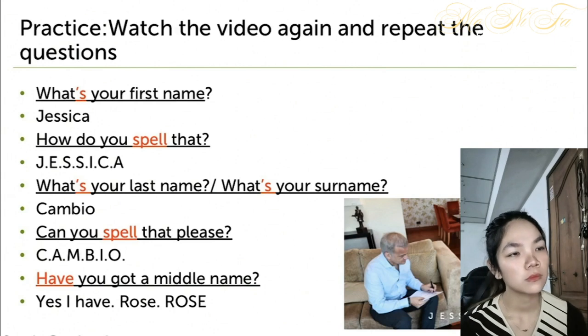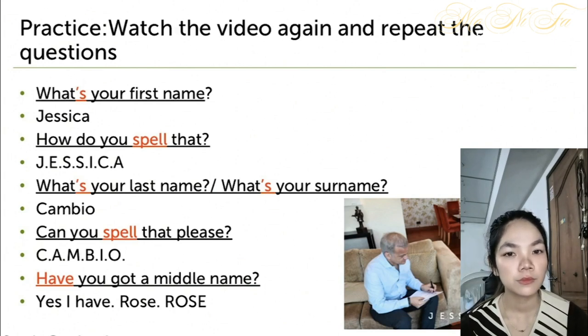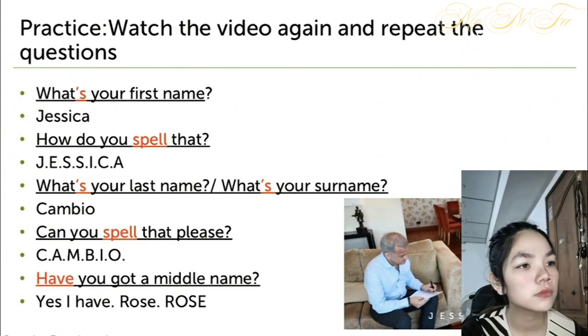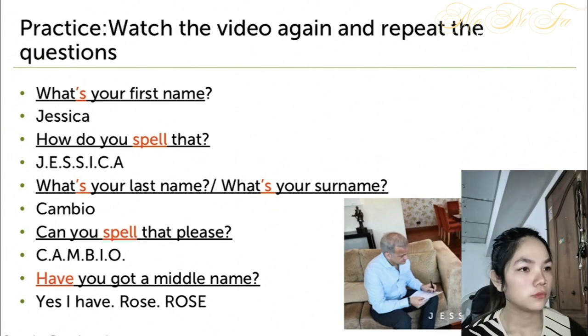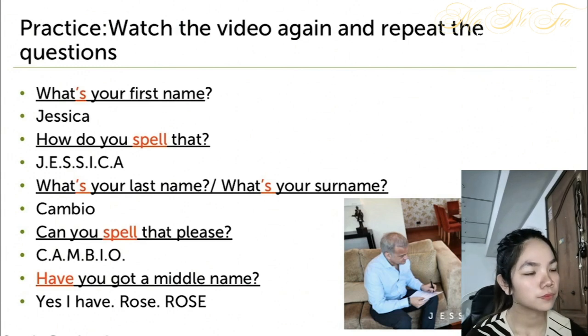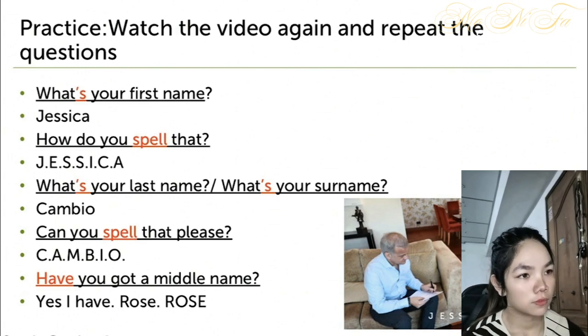Okay, so let's just go again. So, what's your first name? Jessica. How do you spell that? Jessica. What's your last name? What's your surname? Cambio. Can you spell that, please? Cambio. And finally, have you got a middle name? Yes, I have. Rose.